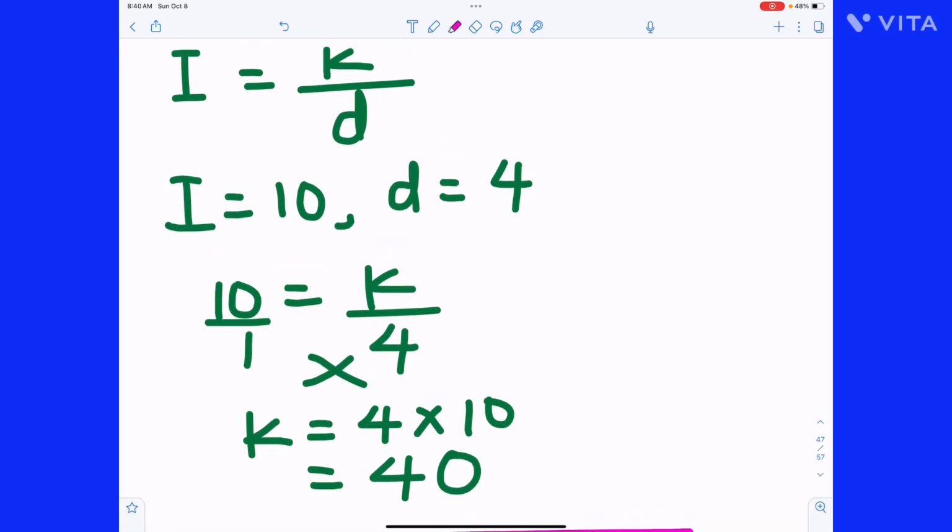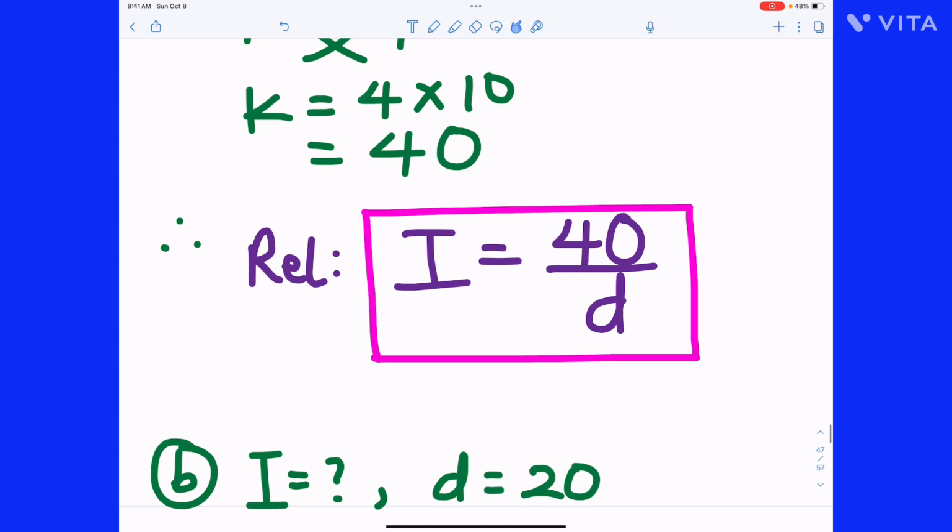We substitute. We replace I and D with 10 and 4 respectively. So 10 is equal to K over 4. 10 over 1, introduce 1 here, will be equal to K over 4. Cross multiplying will give you K is equal to 40.